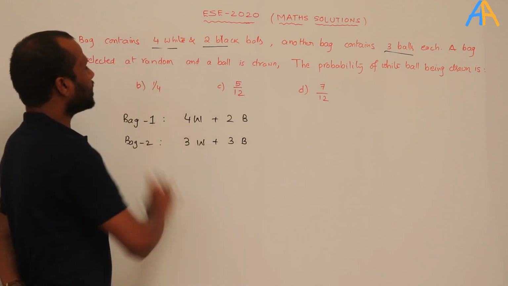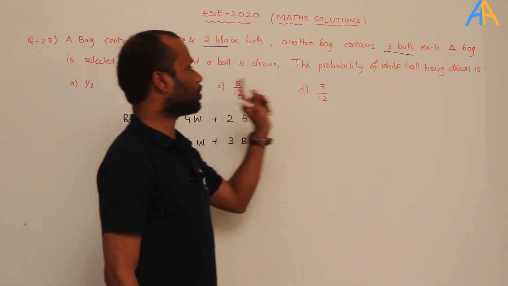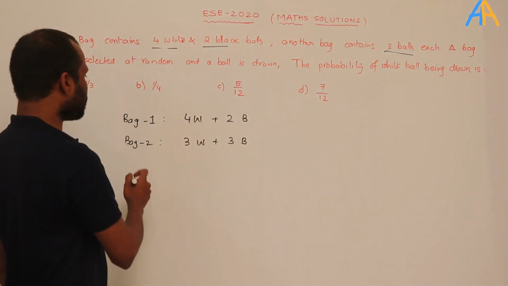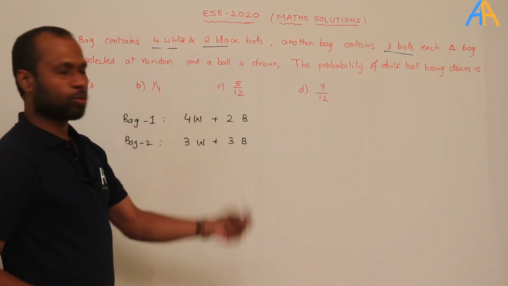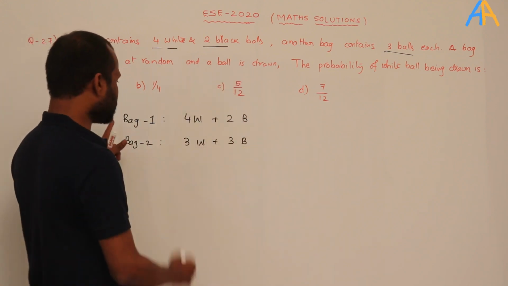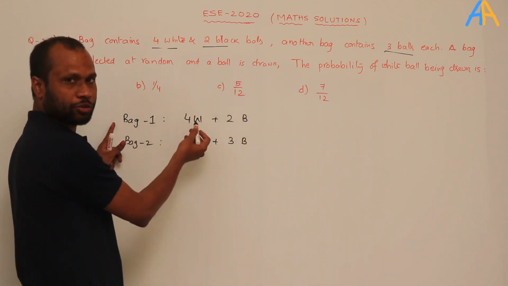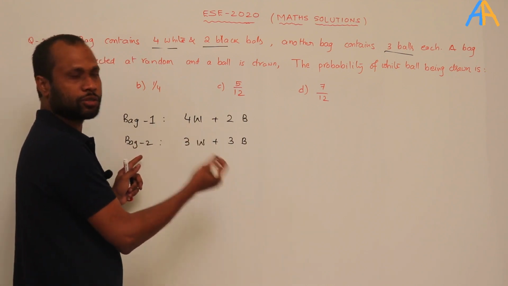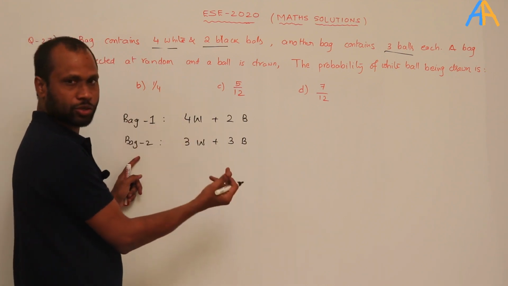A bag is selected at random and a ball is drawn. What is the probability that a white ball is drawn? How can we choose a white ball? We can choose bag 1 and then choose a white ball, or we can choose bag 2 and choose a white ball from bag 2.